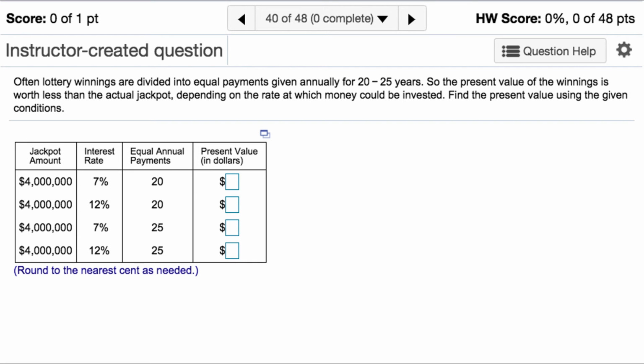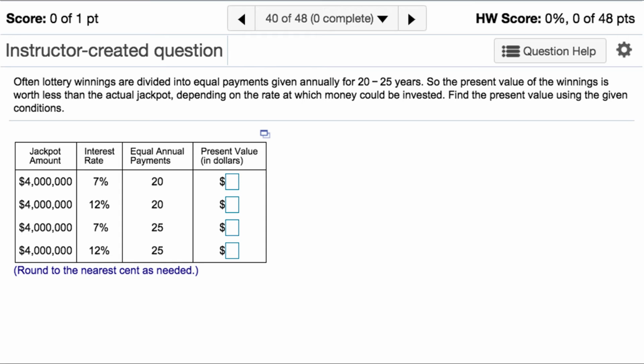All right, so often lottery winnings are divided into equal payments given annually for 20 to 25 years. So the present value of the winnings is worth less than the actual jackpot, depending on the rate at which the money could be invested. We want to find the present value using the given conditions. I'll show you how to do the first part here with a jackpot of $4 million, interest rate of 7%, and 20 equal payments. And then I'll let you figure out the last 3 parts because they work very similarly.